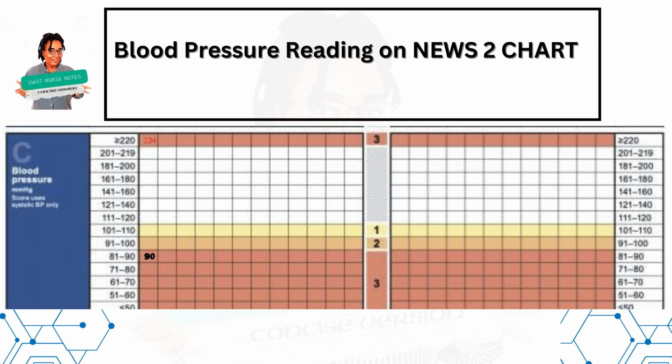Example 2. A systolic reading of 90 millimeters of mercury. Where would you write this reading? As seen on the NEWS 2 score chart in black, you would write this in the section, row, of systolic readings 81 to 90 millimeters of mercury. Why? 90 millimeters of mercury falls within the range 81 to 90 millimeters of mercury. Please observe that the score at the end of this row is also 3.